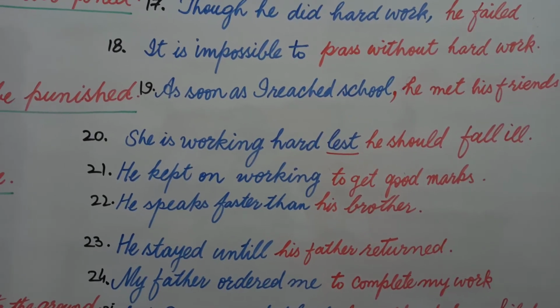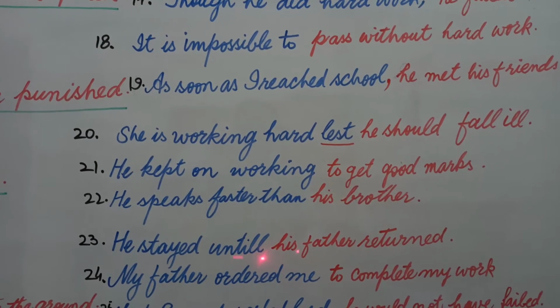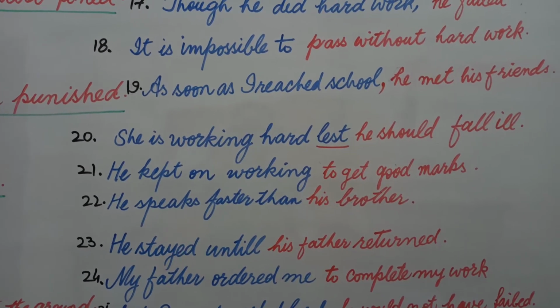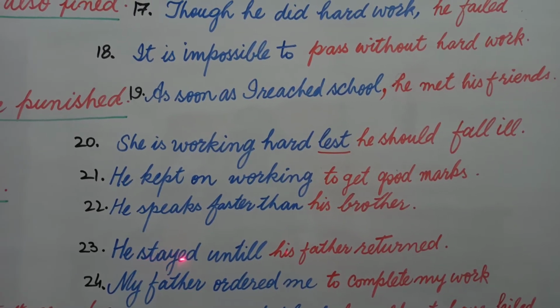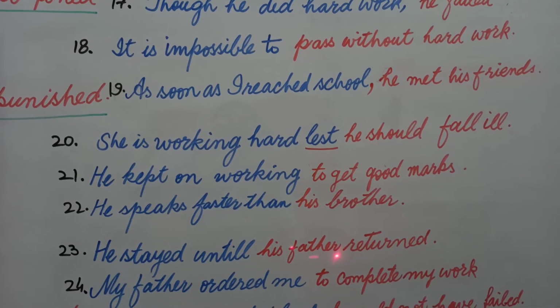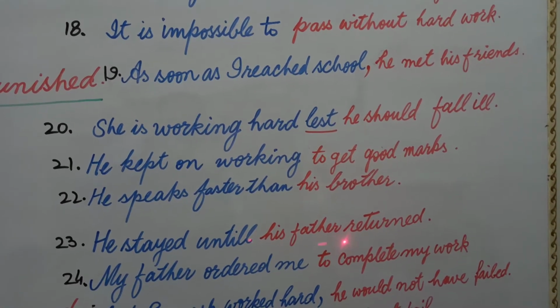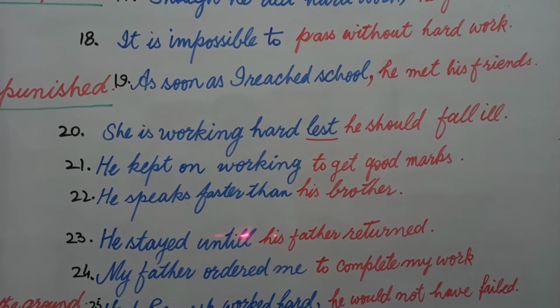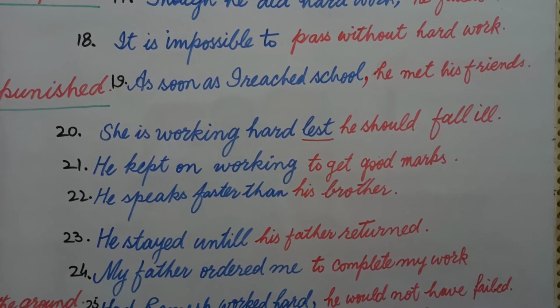He stayed until his father returned. After until, you always use past indefinite if you are given past indefinite in the beginning. If you are given future indefinite, then you use present indefinite. After until, till, if or unless, we never use future indefinite, we use present indefinite. But here is past. Past is connected to the past, that's why you use the same tense.